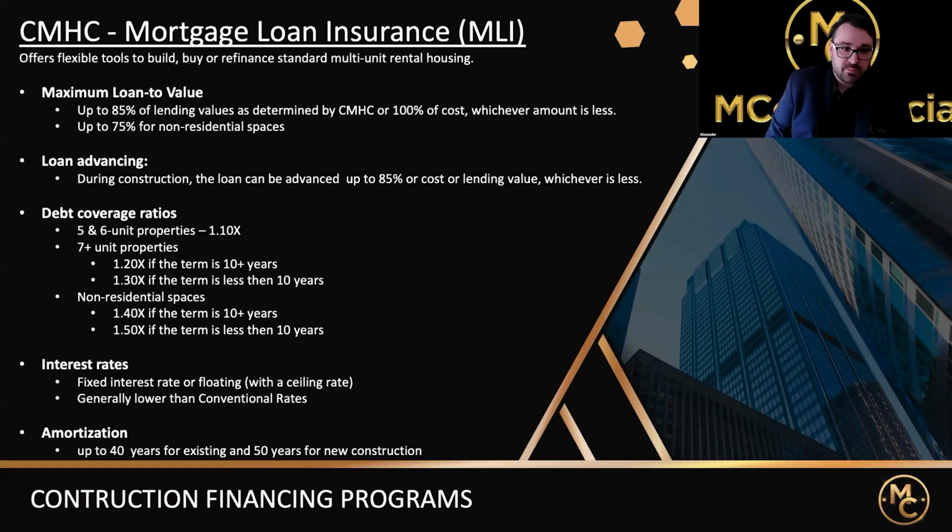Loan advancing in the standard program: during construction, you can get up to 85% of costs or of lending value, whichever is less. Which means if you did qualify for 100% of costs, you'll only get 85% of that during construction, and the rest will be released upon completion. Debt service coverage, a few different options here. If it's smaller properties, 5 to 6 units, your debt service coverage is going to be 1.1. For larger properties, 7 plus, it'll be 1.2 if your term is 10 years or more, or 1.3 if your term is less than 10 years. Non-residential spaces, it's 1.4 for the 10 years and 1.5 for less than 10.